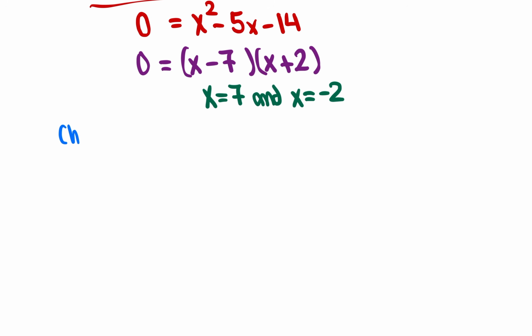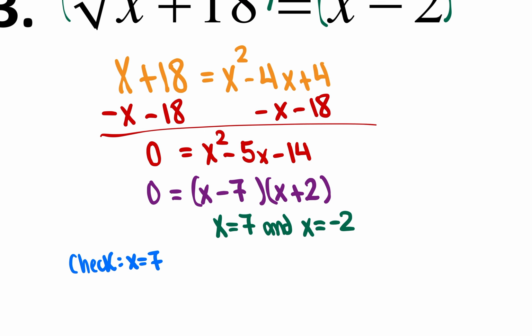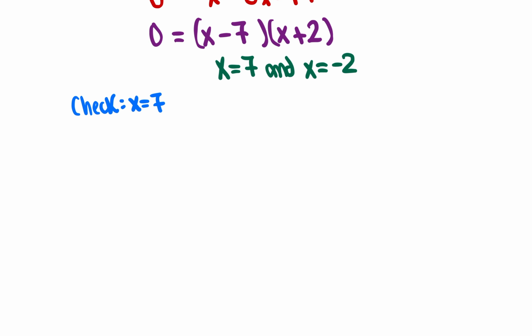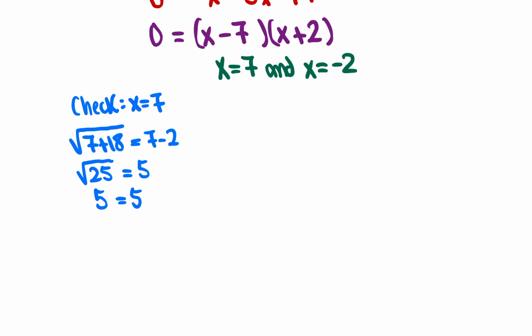So down below, I have my first check for x is equal to positive 7. I will substitute this into the original equation. Hence, I have square root of 7 plus 18 is equal to 7 minus 2. On the left-hand side, 7 plus 18 will give us 25. On the right-hand side, 7 minus 2 will leave us with 5. We know that the square root of 25 is going to be 5, so 5 is equal to 5. So is this statement true? Yes, it is. So hence, x equals 7 will be a solution. Let's go ahead and check x equals negative 2.